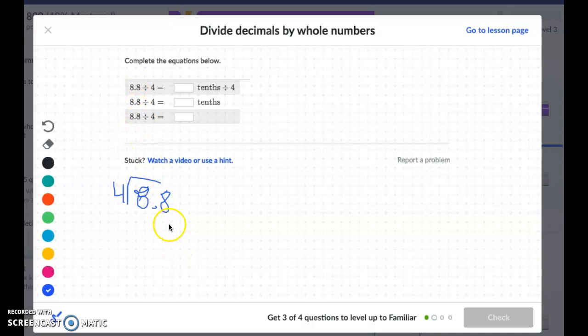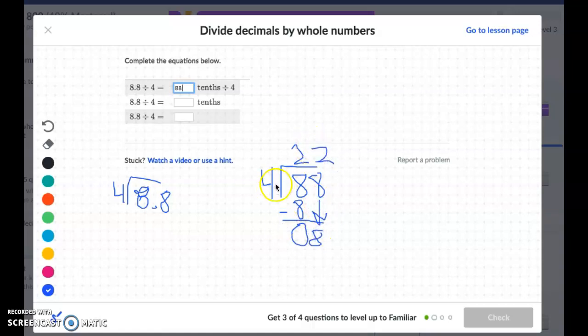You can think about 8.8 as 88 tenths. So then if you do 88 tenths divided by 4, so if you just do 4 fits into 88, 4 fits into 8 2 times. 2 times 4 is 8. Subtract and get 0, and then bring down your 8. 4 fits into 8 2 times. 2 times 4 is 8, and I get 0, so I know I'm done, and there's nothing else to bring down. So 88 tenths divided by 4 would be 22 tenths.